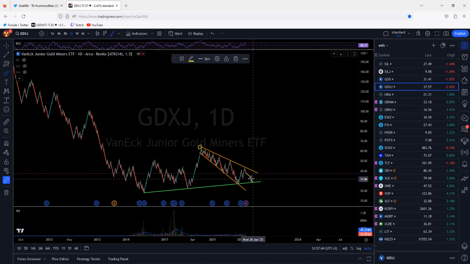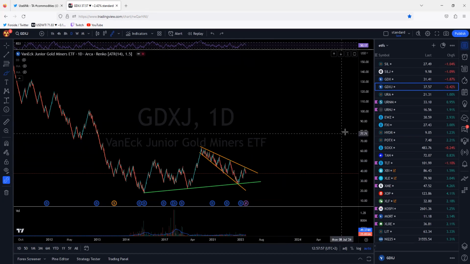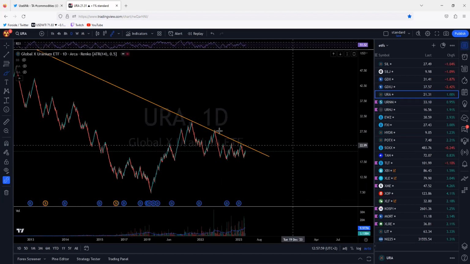And we could get a third or fourth touch here before we go higher. I can't see this one breaking down because gold to me will reach all-time highs this year. So once we break here, especially above this high here at around 43, 44, it's a perfect opportunity to start to look into gold miners.